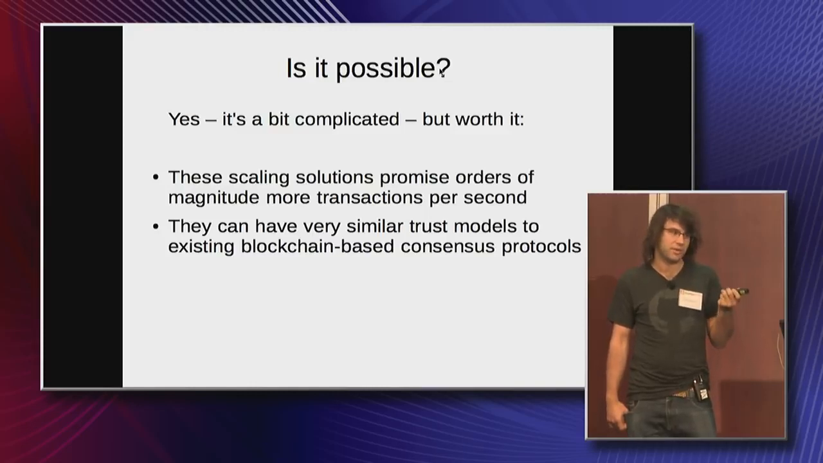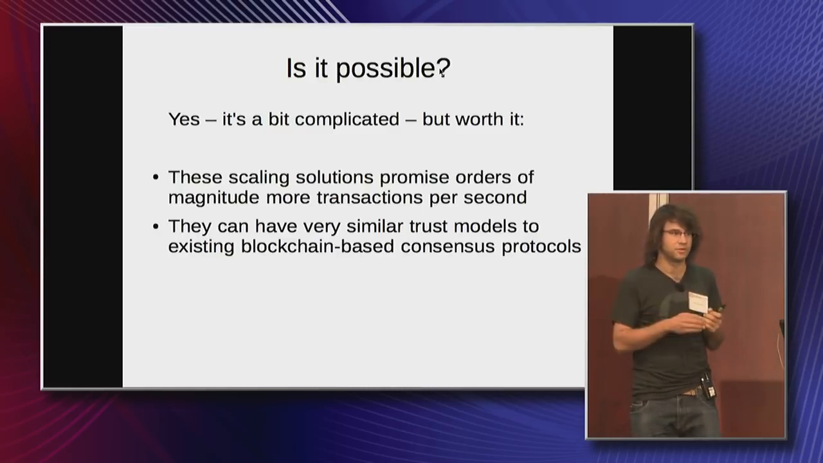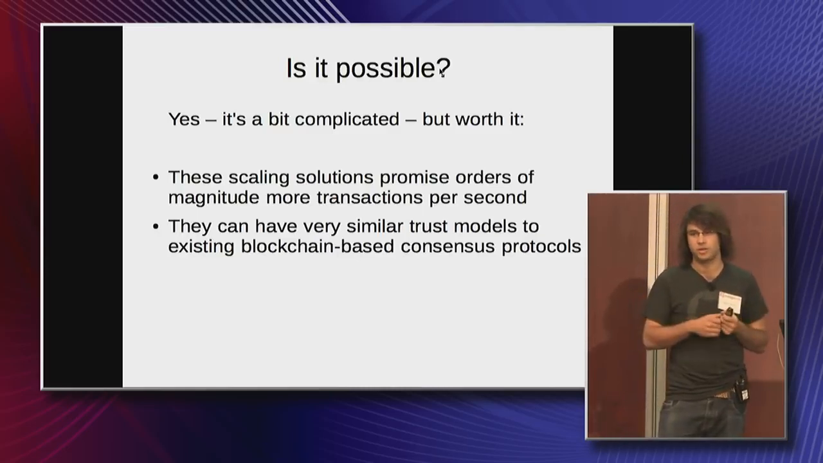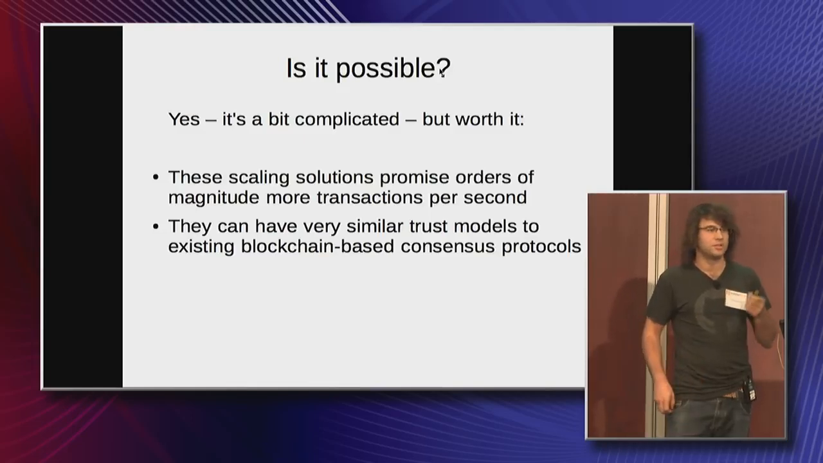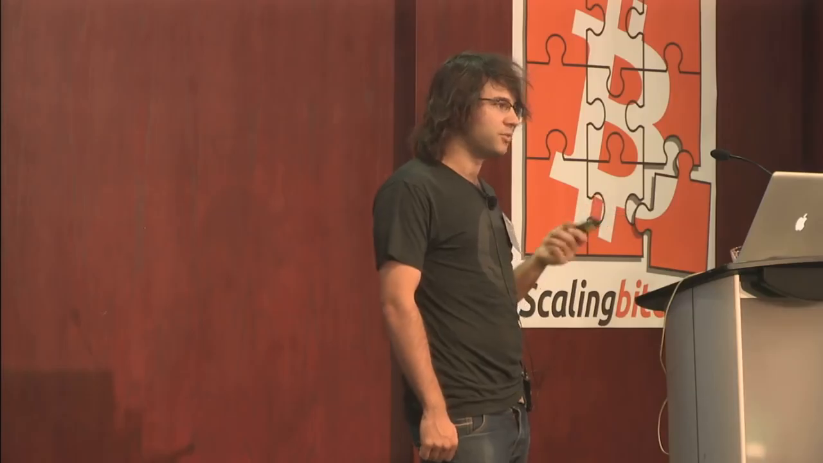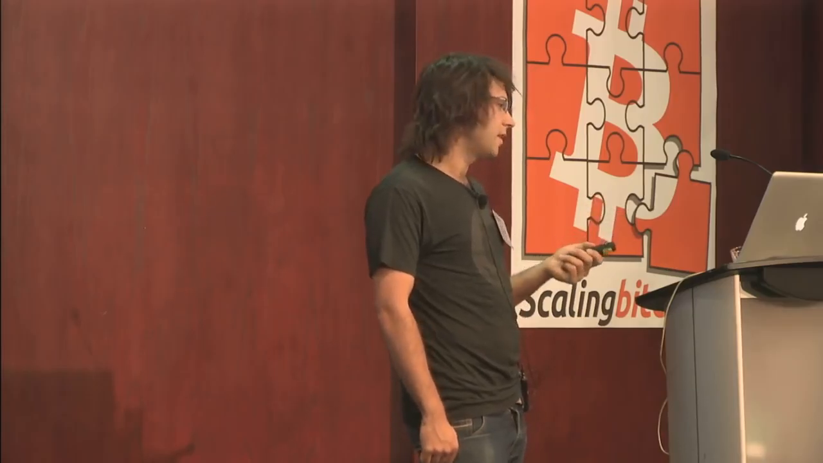And the nice thing is that we have a very similar trust model to the blockchain-based authentication from the Genesis block using proof of work. We don't have trust models that are based on the nature of the transaction. It's all just proof of work from the Genesis block. So again, more orders of magnitude more transactions per second, same trust model. So there's a pretty clear appeal there, I think.